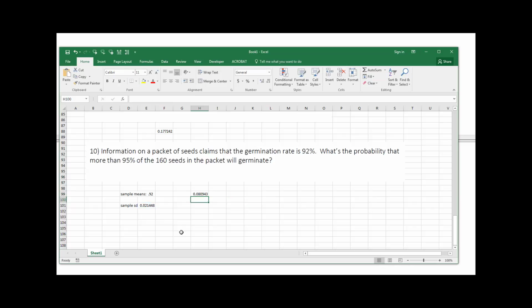So I would expect to see more than 95% of the packets germinate about 8% of the time.